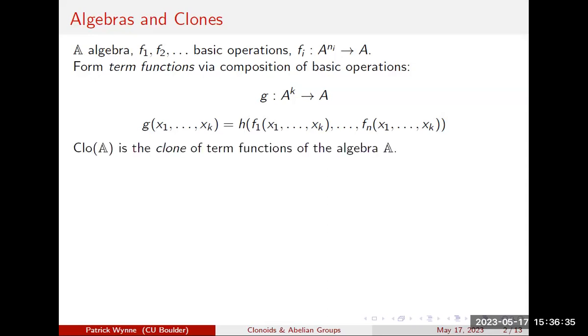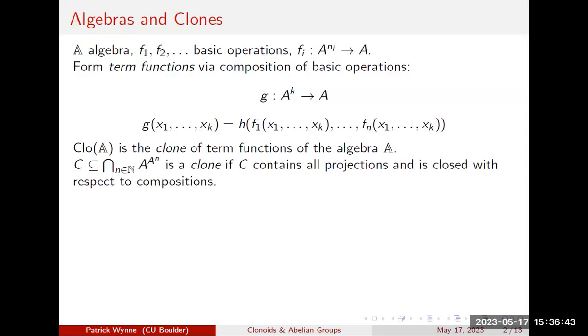I'll denote by Clo(A) the term clone of A, the clone of all the term operations of the algebra A. In general, if we have a subset of the functions from powers of A into itself, we call this a clone if it first contains all of the projections and also is closed under composition whenever the arities make sense. So for example, if we have a vector space, where F is a finite field, or any field really, then we can think about this vector space.